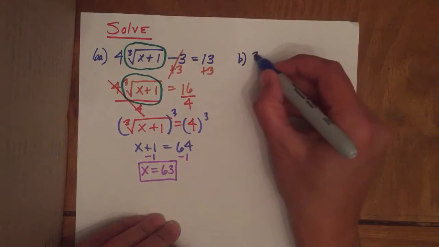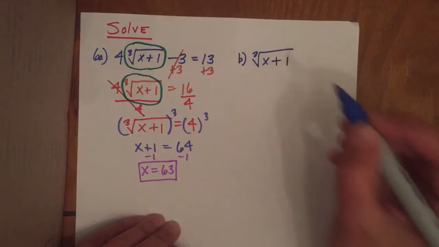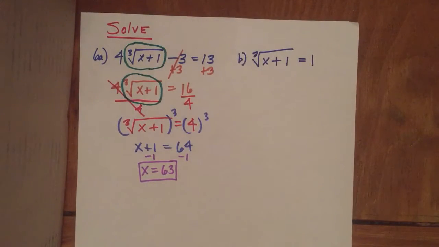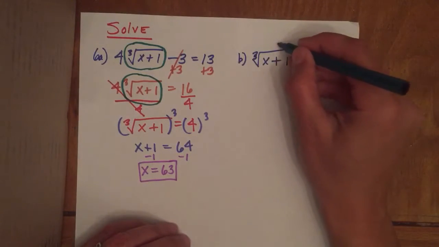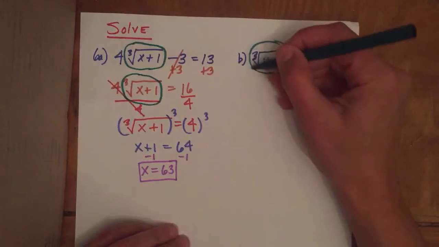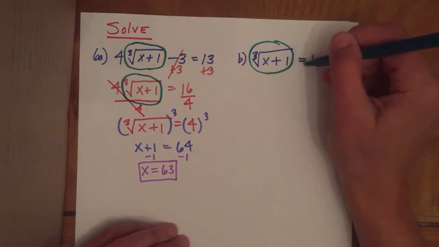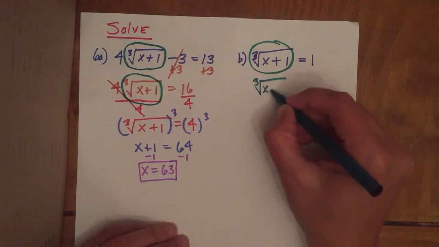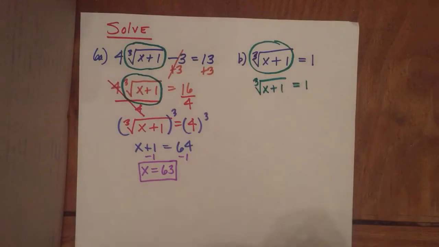So let's look now at B. B gives us the cube root of x plus 1 equals 1. Once again, I need to pick out what it is that I'm going to isolate. That is a cube root here, that's a 3. So I'm going to circle the value I want to isolate. It's pretty much already isolated for me. There's no a value in front, it's a 1, and there's no constant value off to the side. So basically, I just have the cube root of x plus 1 equals 1.